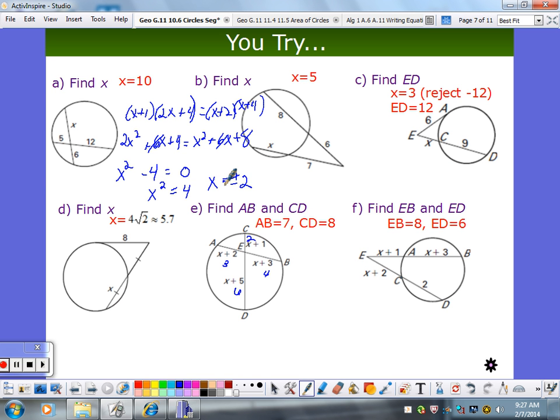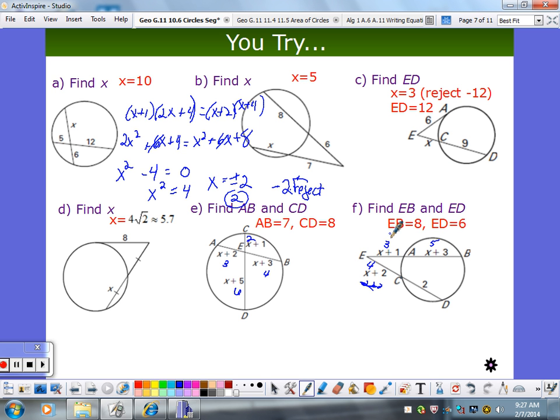And now let me check to see if I should reject one or not of them. Well, the negative's always a little suspicious. If I put a negative 2 in, this negative 2 plus 2 makes this a 0 length. This negative 2 would make this a negative length. So I'm going to reject the negative 2. And I'm going to keep the positive 2, because I think that one will not mess anything up. So it makes that one 4, 2 plus 1 is 3, 2 plus 3 is 5.